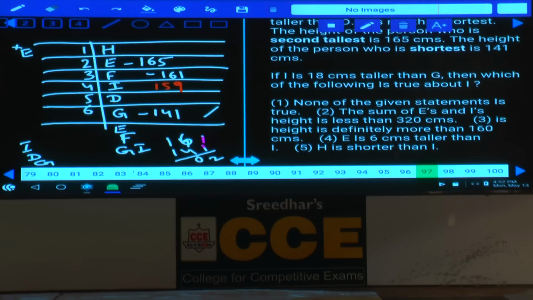And next one, E is 6 centimeters taller than I. E is 6 centimeters taller than I is definitely true. The difference between these two is 6 centimeters, isn't it? Hence, E is 6 centimeters taller, that is choice 4.